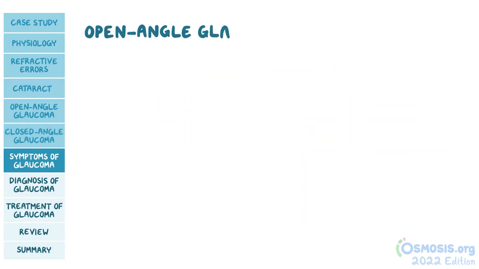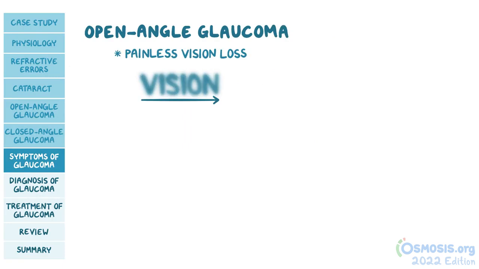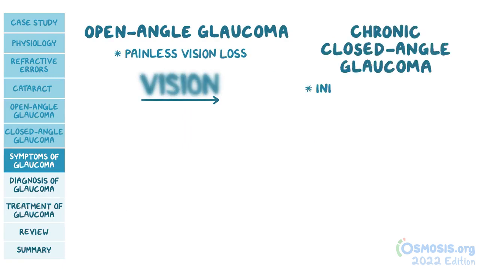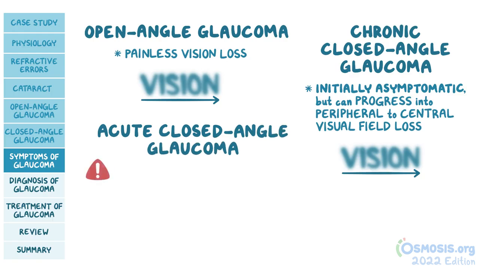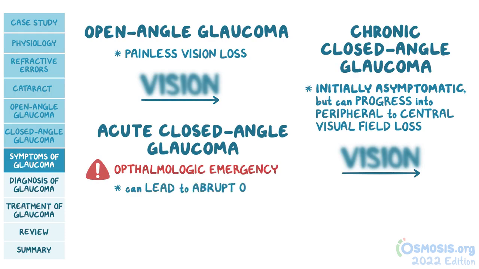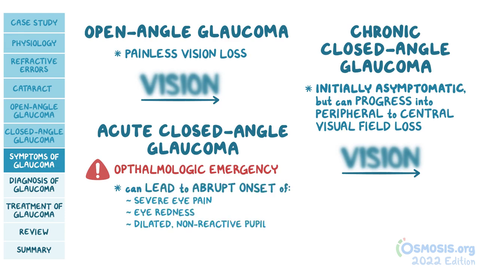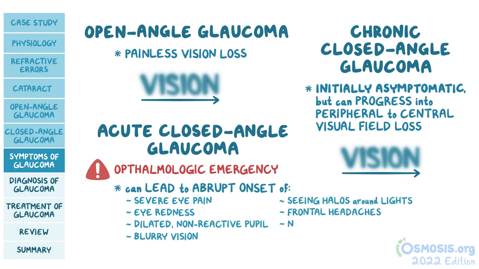Symptoms of open-angle glaucoma include painless vision loss that progresses from peripheral to central. Chronic closed-angle glaucoma is initially asymptomatic, but can also progress into peripheral to central visual field loss. In contrast, for acute closed-angle glaucoma, you should know that it is a true ophthalmologic emergency that can lead to the abrupt onset of severe eye pain, eye redness, a dilated non-reactive pupil, blurry vision, and seeing halos around lights, as well as frontal headaches, nausea, and vomiting.